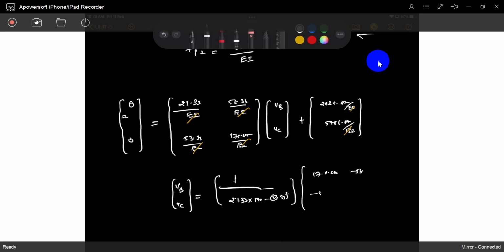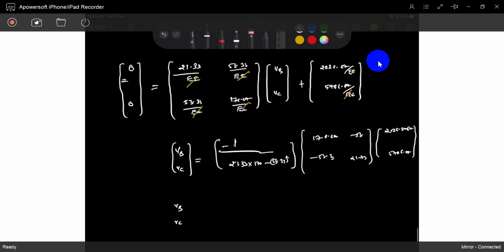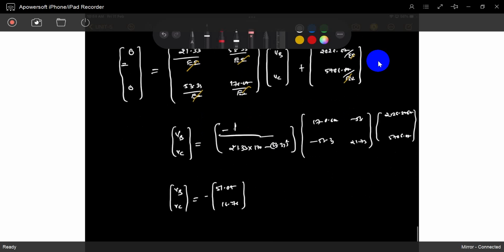170.67, minus 53.33, minus 53.33, 21.33, and 2026.67, 5706.67 will come negative. It will go outside. So what were those values? VB and VC will come 51.05 and 16.76, negative. That means the VB and VC will come upwards. We have taken downward as positive, so negative means it will be upwards.